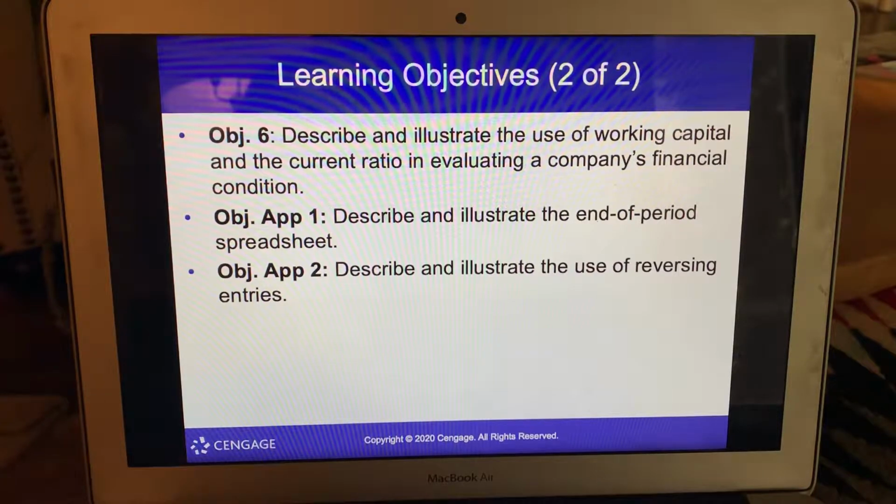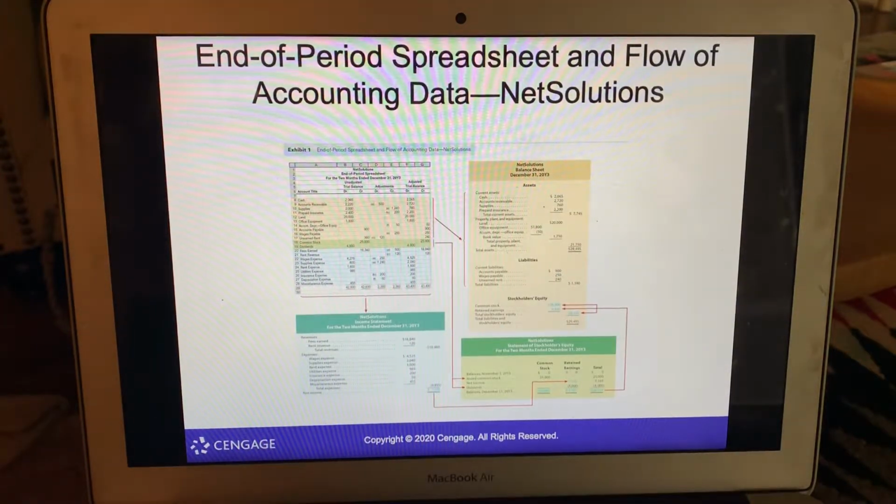Let's see, there's Application 1, describe and illustrate the end of period spreadsheet. Application 2 is describe and illustrate the use of reversing entries. So the end of period spreadsheet and flow of accounting data.